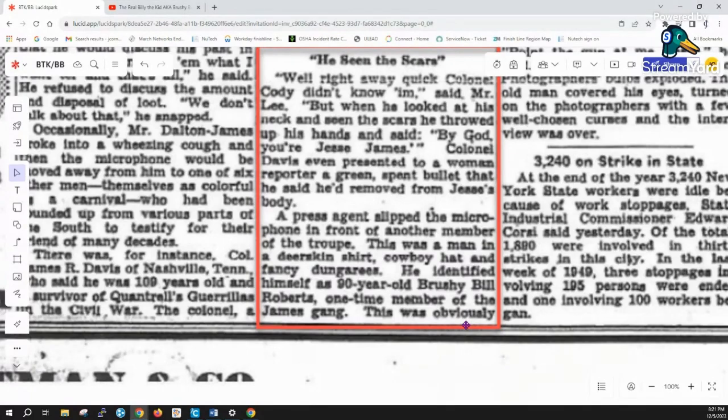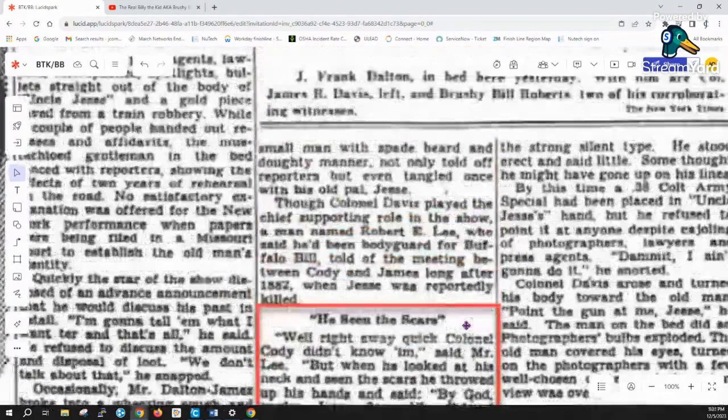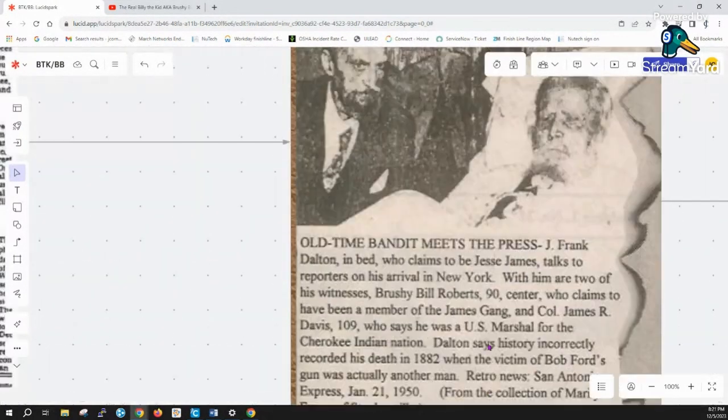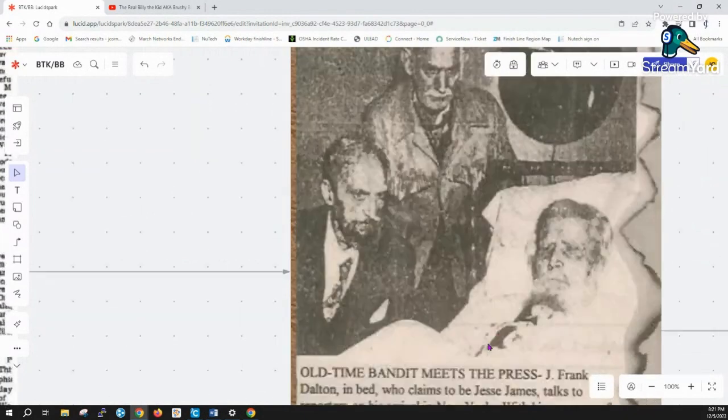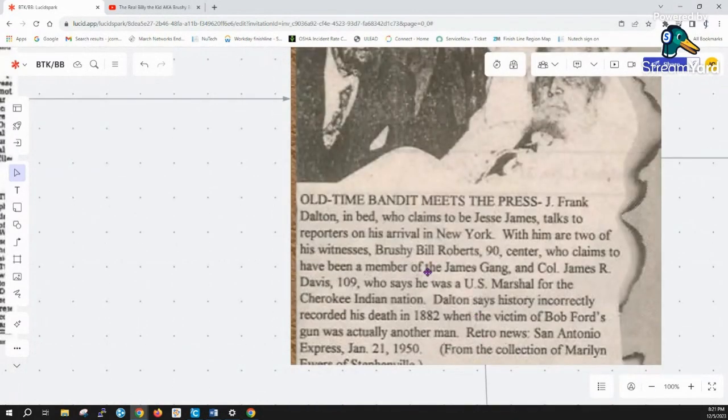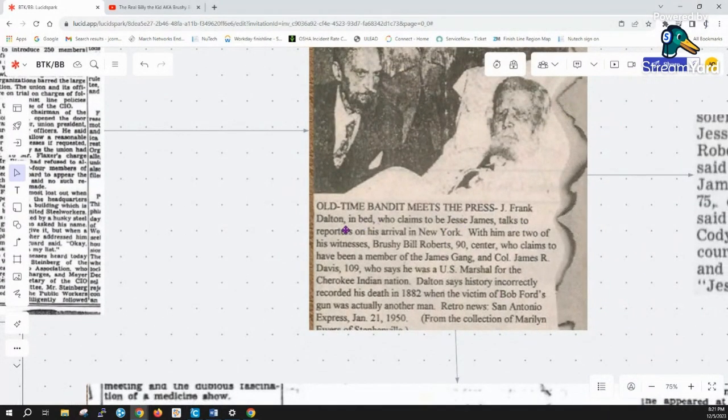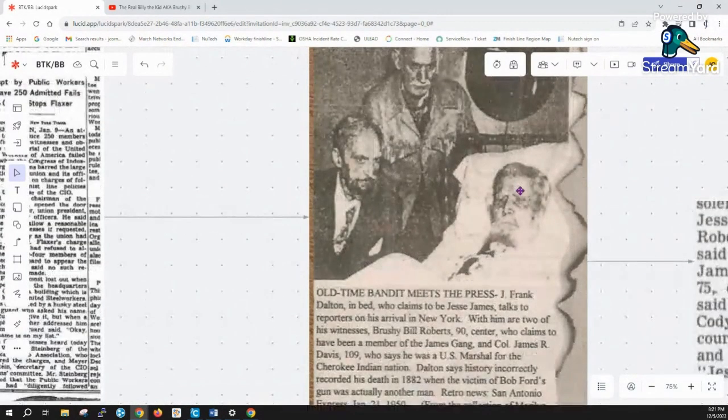So it's got to fit in there somewhere, because I've got another article from a San Antonio paper where it says old time bandit meets the J. Frank Dalton in bed, which would be this gentleman here, who claims to be Jesse James, talked to reporters on his arrival in New York. With him are two of his witnesses. These are people proclaiming that this guy is Jesse James.